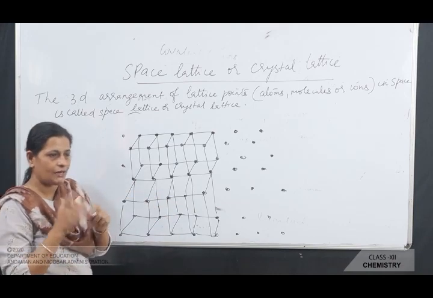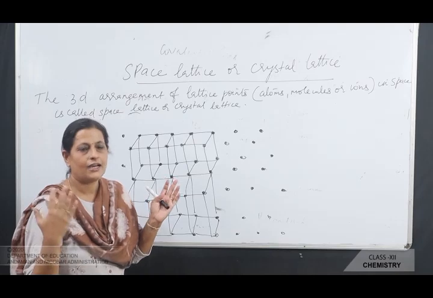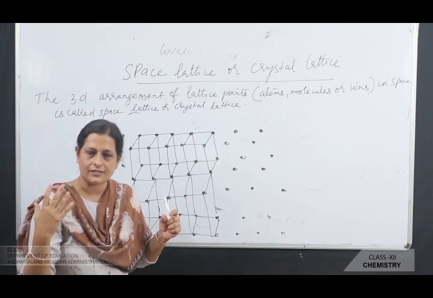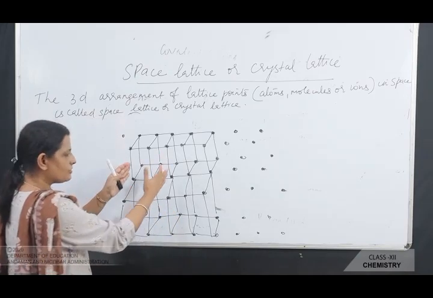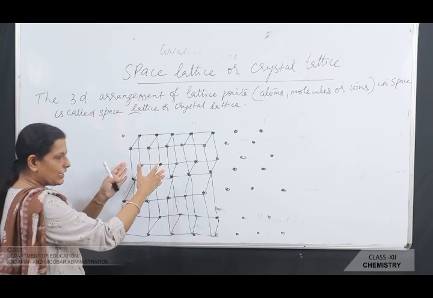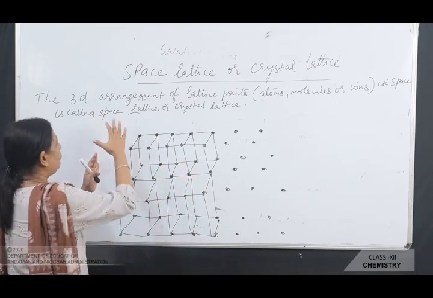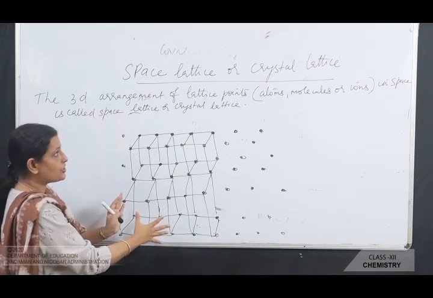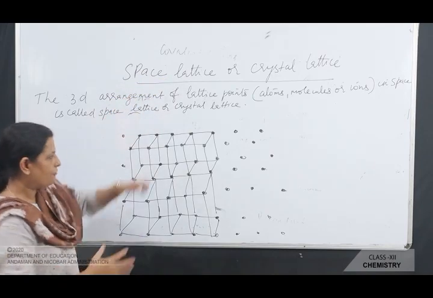Now see here an example I'll give you. When you construct a house, we first arrange what? Bricks. So different bricks are arranged in different directions. The shape and size of the bricks remains the same. Same is the case here also. Here it has got cubical shape and all the cubes are of the same size only. So what can you say? Here different cubes are arranged in different directions to give you the space lattice.